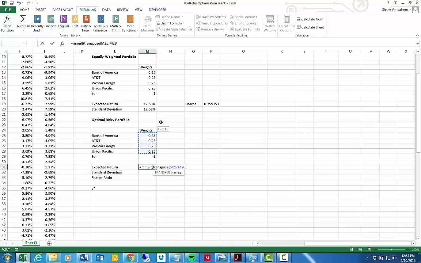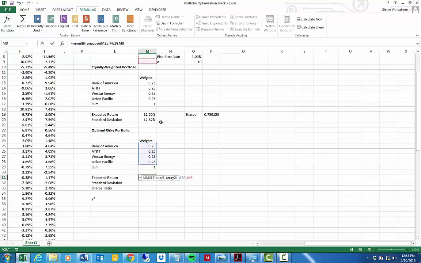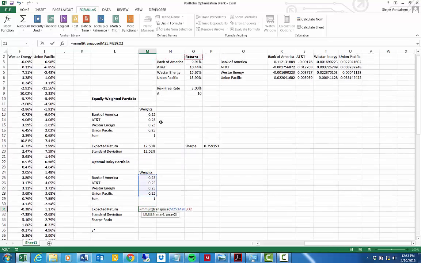Make sure to use these weights, not the ones above, because we're going to change these weights in order to get our optimal weights for our portfolio. So I have that information in just like I did above. Control Shift Enter, 12.5, it matches. So I didn't do anything wrong there.